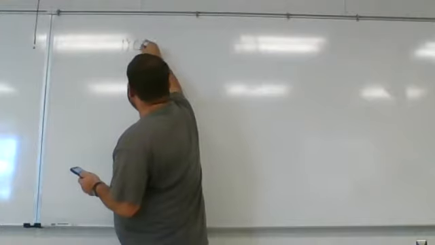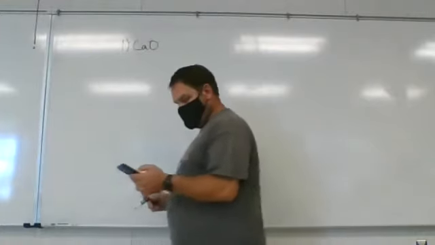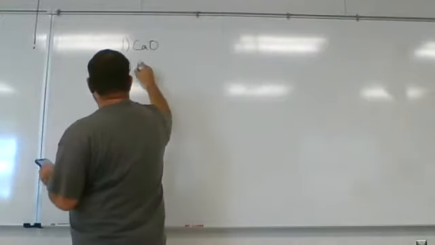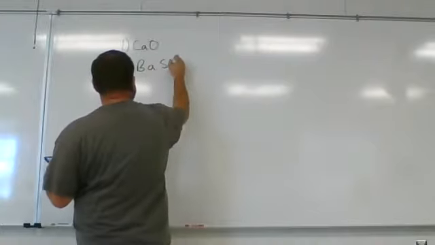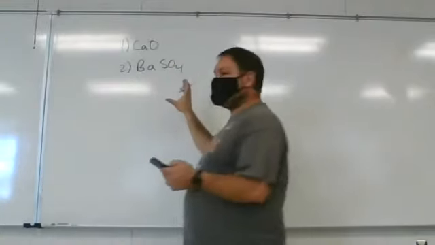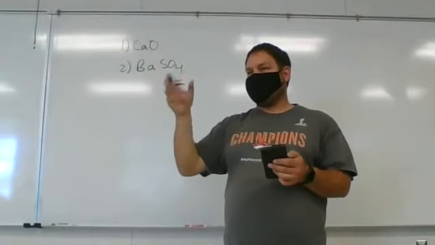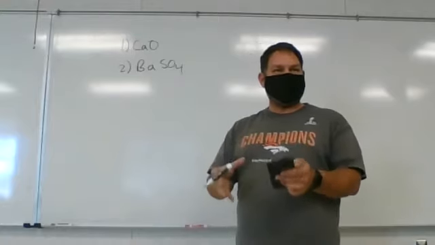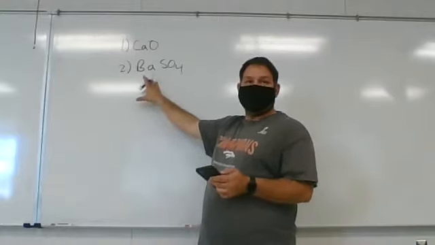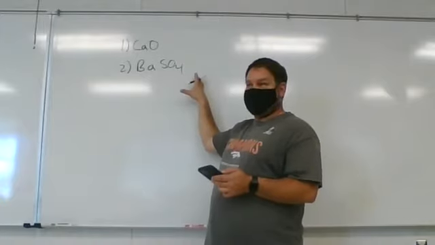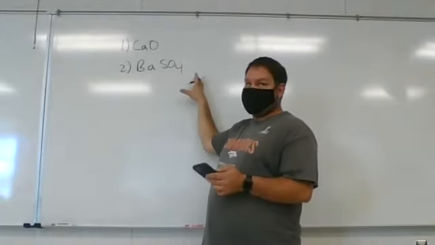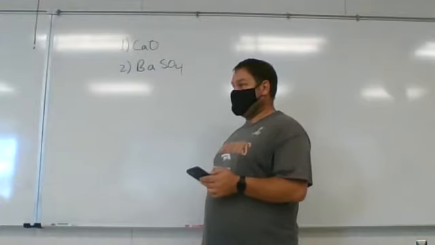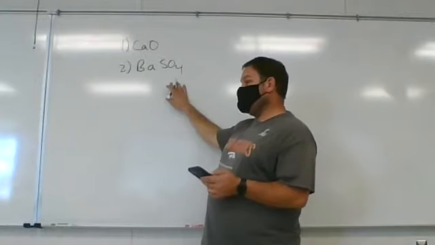Number 1 should be calcium oxide, CaO. Number 2 should be barium sulfate. And again, if you have the oxygen and the sulfur mixed up, that's okay for right now. I just expect that at this point you can put the metal first, followed by the non-metals. Okay? And I'm not going to judge you on the order at this point. You could, but you don't need to in this case.